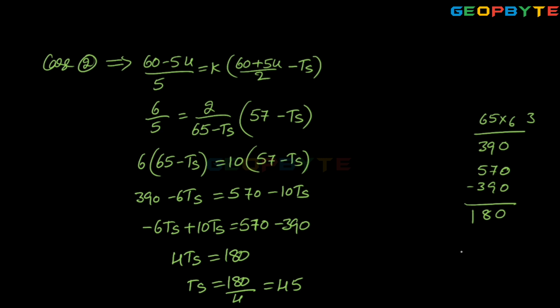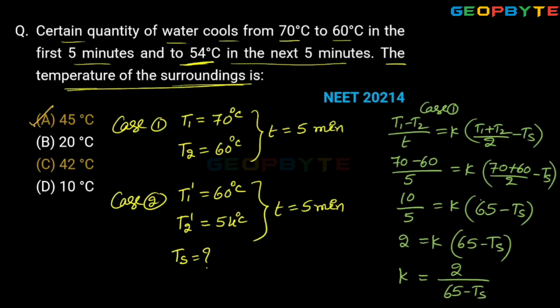Then Ts equal to 180 by 4, which is 45, because 45 into 4 is 180. So the surrounding temperature is 45 degrees centigrade. Look at the options. Option A is absolutely correct.